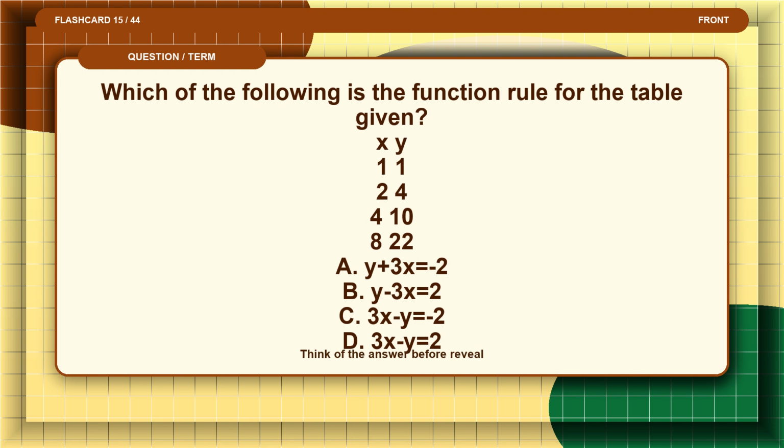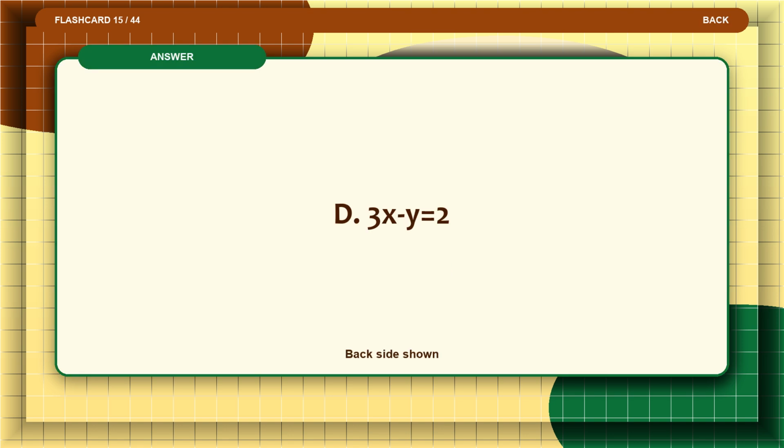Flashcard 15. Which of the following is the function rule for the table given? X, Y: 1, 1; 2, 4; 4, 10; 8, 22. Options: A. Y plus 3, X equals 2. B. Y 3, X equals 2. C. 3, X, Y equals 2. D. 3, X, Y equals 2. Think of the answer before the reveal. The answer is D. 3, X, Y equals 2.